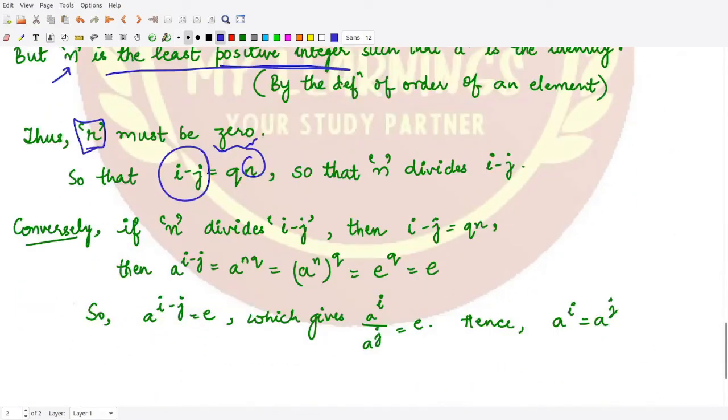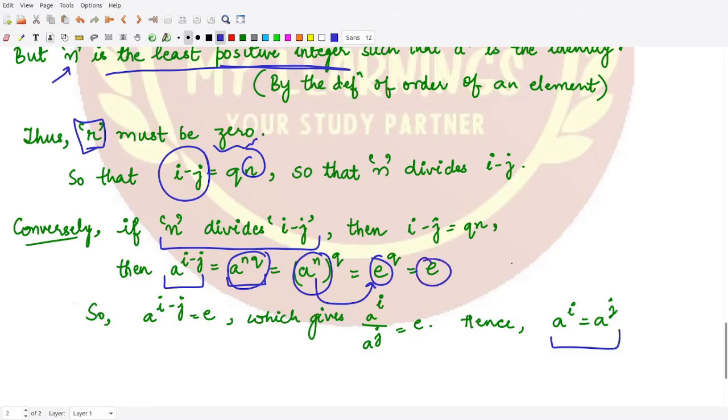Now next we wanted to prove that if n divides i minus j, then a to the power i is equal to a to the power j. This one we wanted to prove. If n divides i minus j, then that means we can write this i minus j as some multiple of n. So we say it is q times n, right? If that is so, then we may write a to the power i minus j as equal to a to the power nq, and we may write this a to the power nq as a to the power n raised to power q. And what is a to the power n? That is e, and e to the power q is e only. So that means we obtain a to the power i minus j as equal to e.